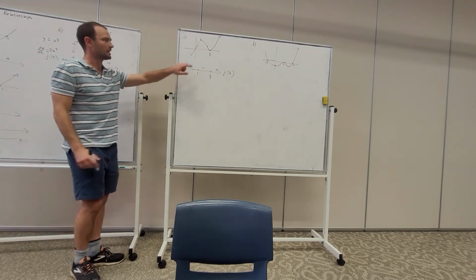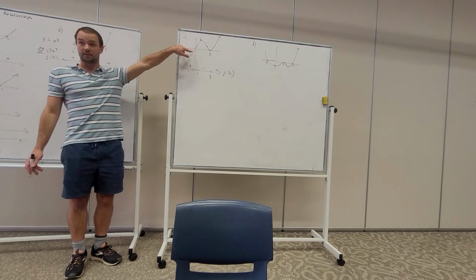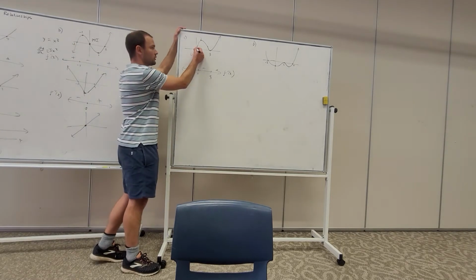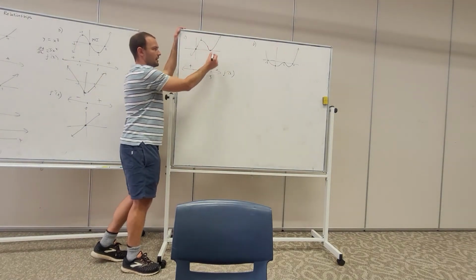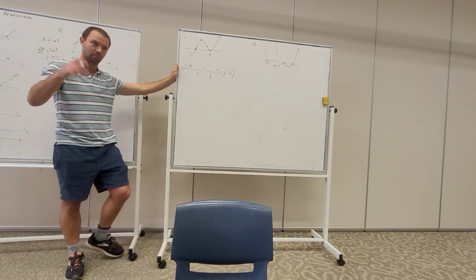Okay, again, this is a cubic. We have a single root here and a double root there. Whenever something touches, it's a squared root. We learned that in year 11.